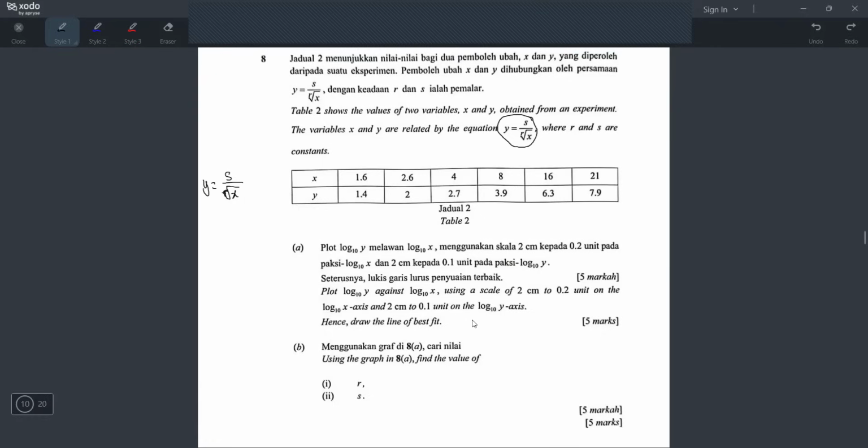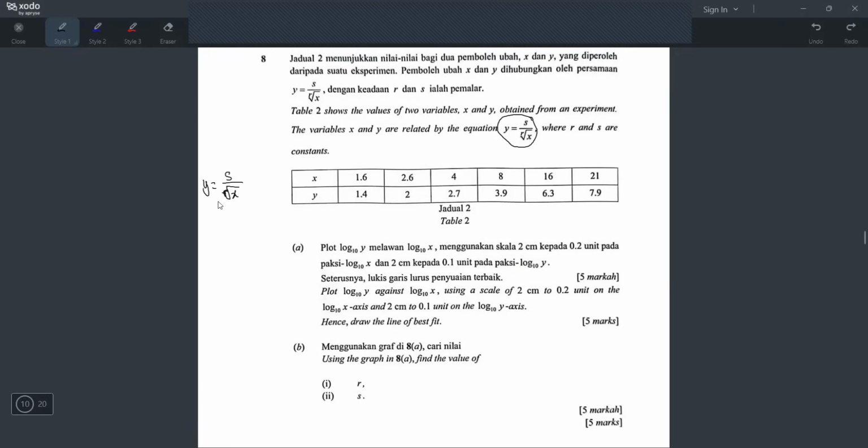But you cannot draw the graph first. That's not how I teach you. You should always change to linear form. Kalau ada equation, you should always change to linear form. Lepas tu buat table baru. Then only you can draw the graph, right? Why do you have to change to linear form first, even though the question never asked? Because if you don't change to linear form, you cannot do part B later. So your job now is to change to linear form and construct a new table.